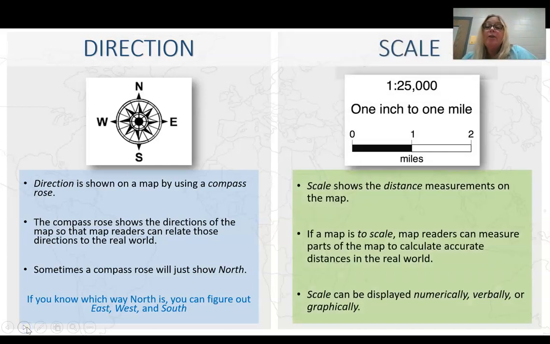Scale. Scale shows the distance measurements on the map. If a map is to scale, map readers can measure parts of the map to calculate accurate distances in the real world. So here you can see an example of a scale, and it shows you that this distance right here in black is 1 mile. So this is 1 inch. And if you were to measure an inch on the map you are looking at, that would be 1 mile in actual distance.